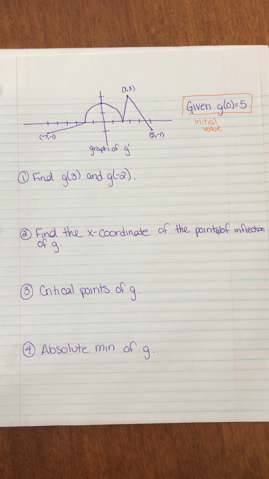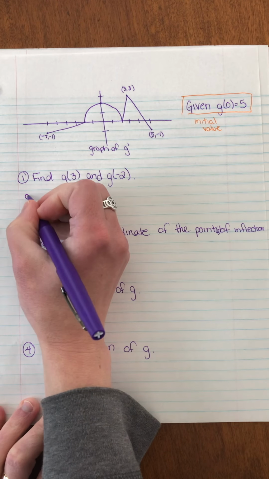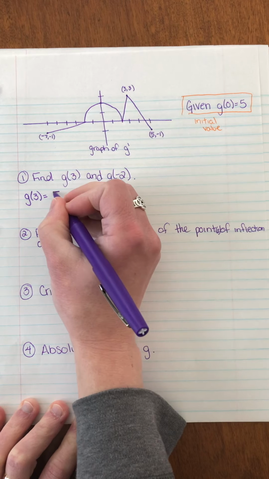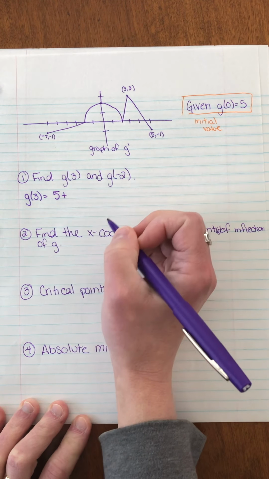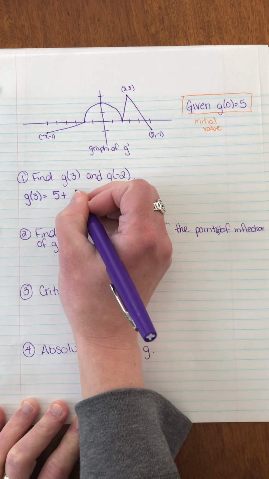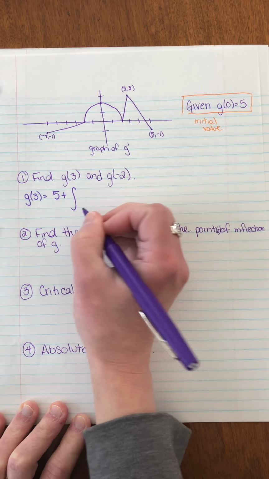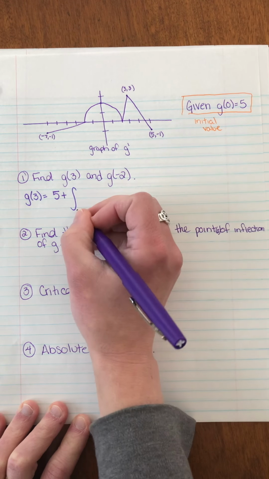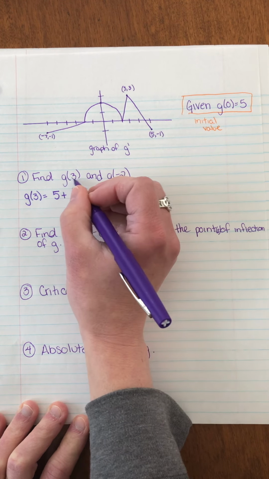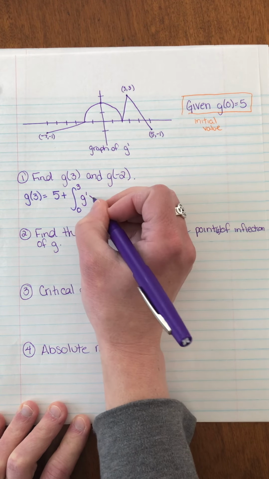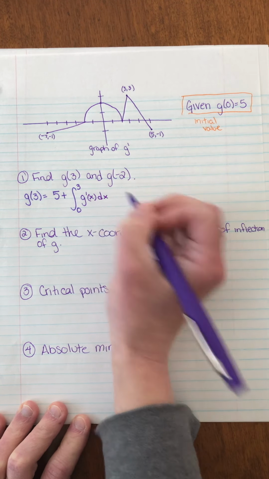All right, so for number 1, find g of 3 and g of -2. For g of 3, we're going to start with my initial value of 5 plus the antiderivative, the integral. I have to start the integral at my given 0, to what I'm trying to find, g of 3, so the integral from 0 to 3 of g prime of x dx.